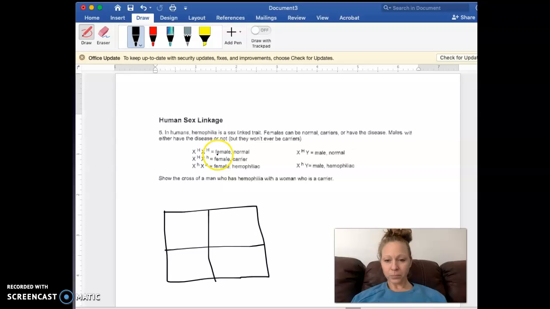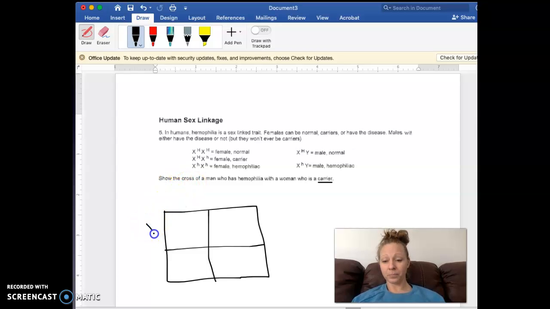So if you're a female and you're normal, meaning you don't have hemophilia, so we're talking about hemophilia. In humans, hemophilia is a sex-linked trait. Females can be normal, carriers, or have the disease. Males will either have the disease or not, but they will never be carriers. And since it's recessive, if you have the normal dominant allele, then you're going to express healthy. So let's show a cross of a man who has hemophilia with a woman who is a carrier. And we're going to talk about what a carrier is. But first, let's talk about a man.